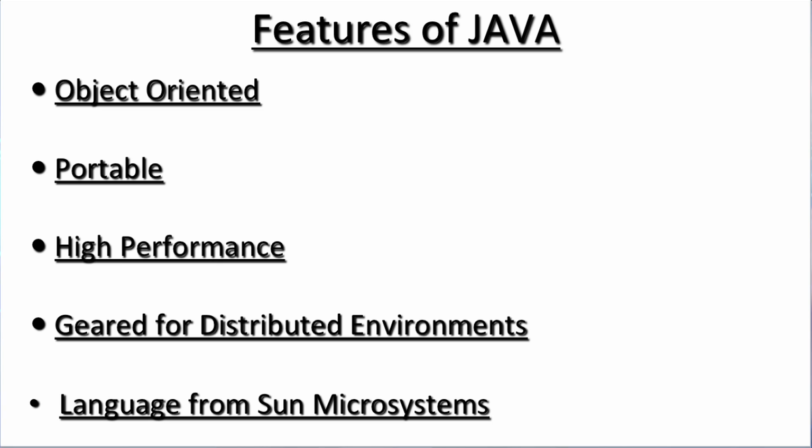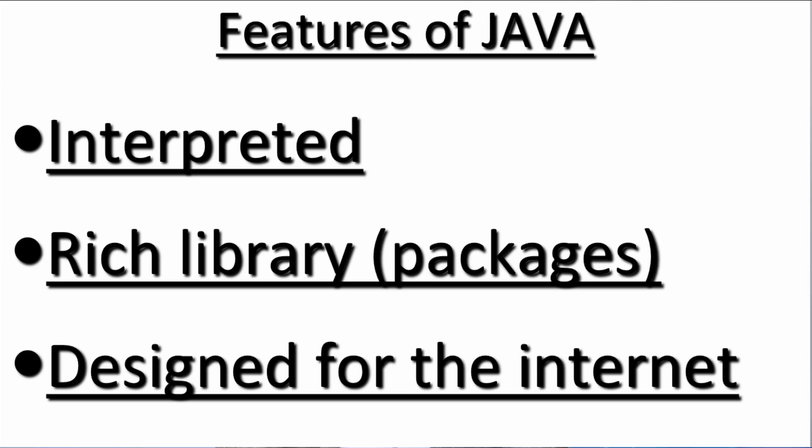The other features of the Java programming language: it is an interpreted programming language. However, we can compile the source program, then convert it into bytecode, and after that this bytecode is interpreted, and due to this feature Java is a platform independent programming language.